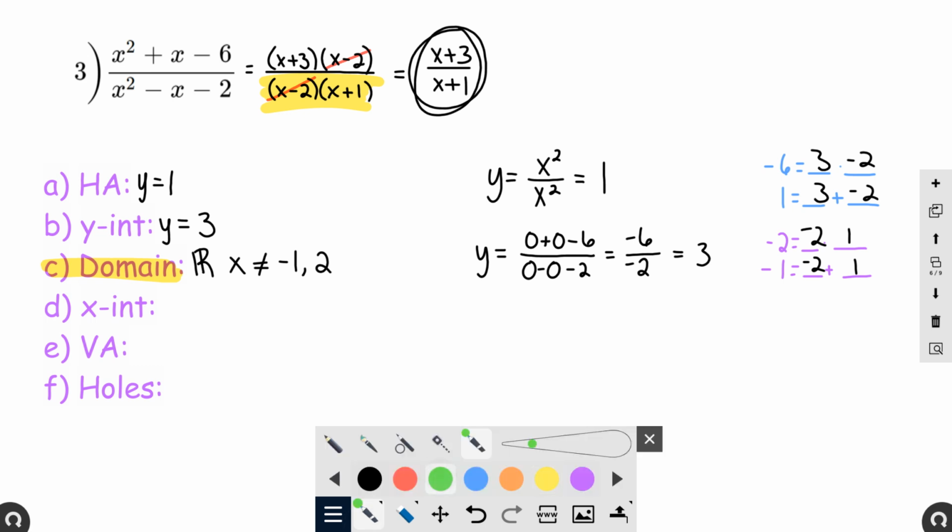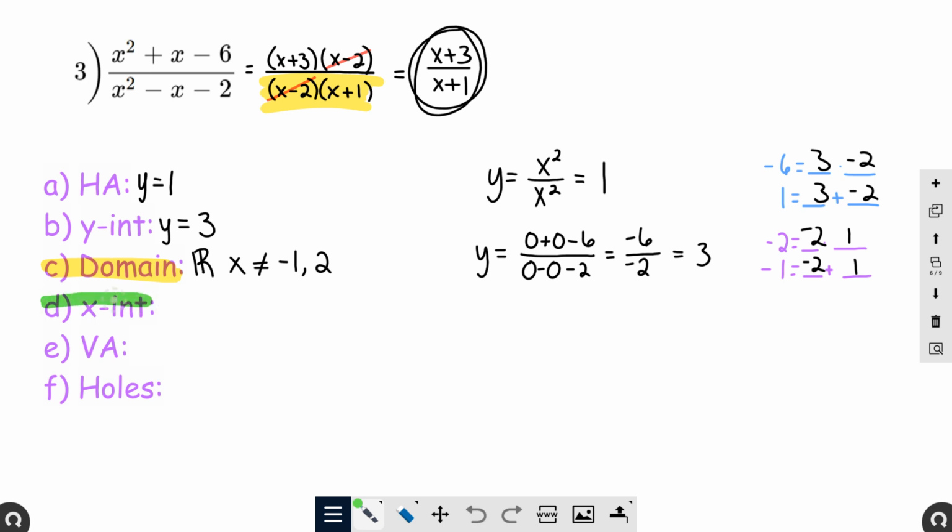All right, next on our list is x-intercept. Where do we look for x-intercept? In the numerator. Now, which numerator? The factored or the simplified? What does your paper say? Simplify. Your paper says to simplify, then set the numerator equal to 0.